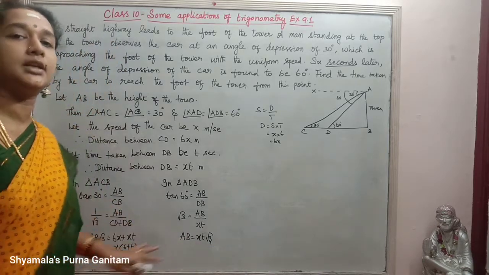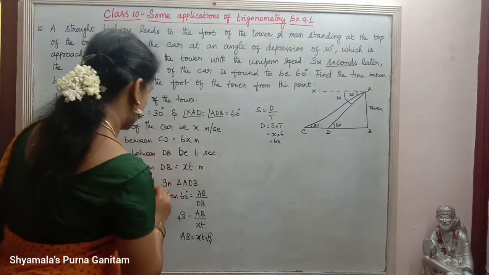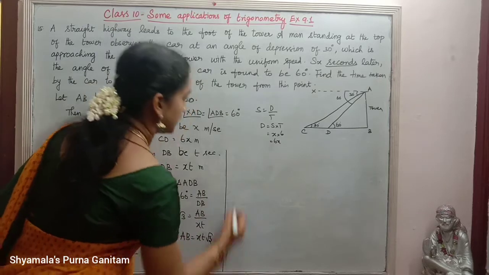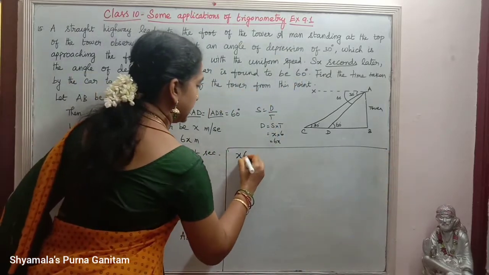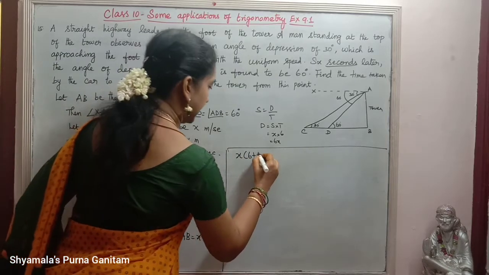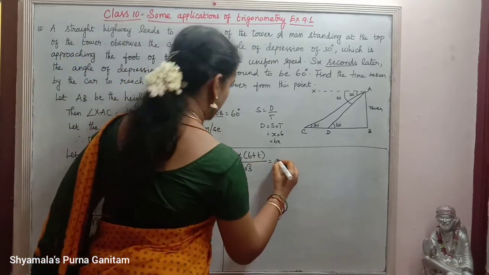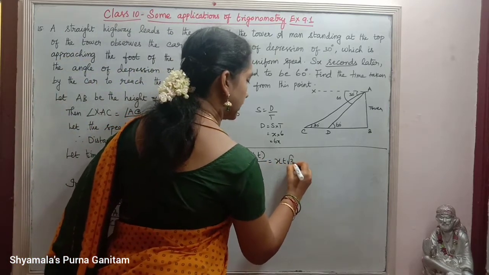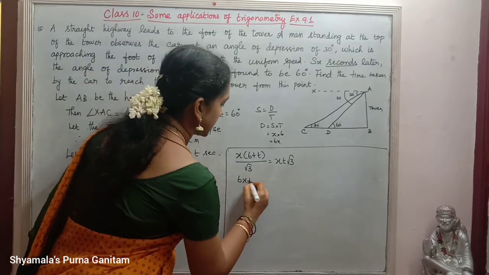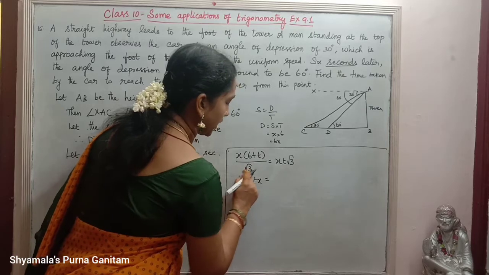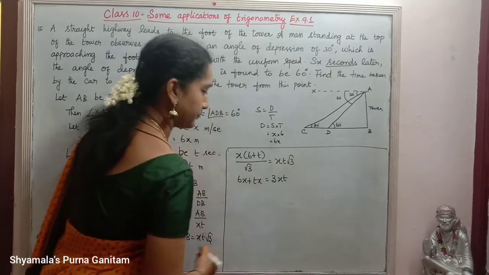Since both are the height AB, we will equate them. So x into (6 plus t) by root 3 is equal to xt root 3. So 6x plus tx is equal to, when we cross multiply, root 3 into root 3 becomes 3xt.